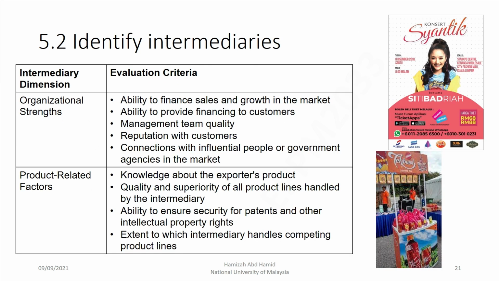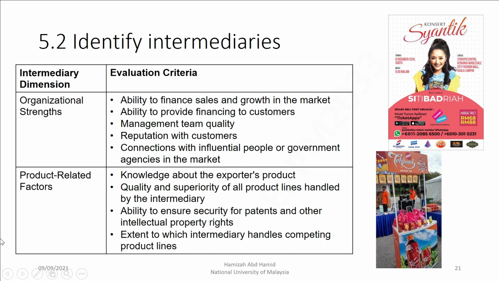How to identify intermediaries? There are some dimension of criteria here. First is strength of the organisation. How to look into it is boleh lihat ability to finance sales and growth in the market, ability to provide financing to customers, management team quality, reputation with customers, and connections with influential people or government agencies.